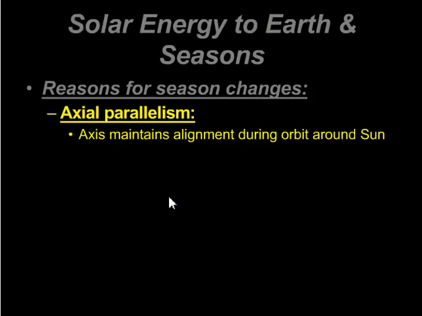The fourth and final reason for the seasons is axial parallelism. And the idea here is a little bit more complicated as words, a little bit easier to understand if we actually can see an image, and we'll do that on the following slides. Axial parallelism, the idea here is the axis maintains its alignment. It stays the same during that orbit or during that revolution around the Sun.